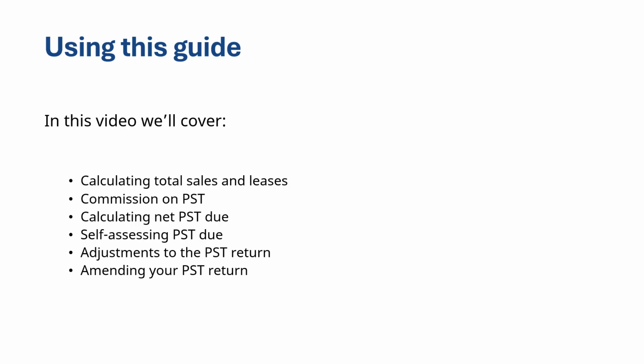You can use this video as you fill out your PST return by watching the first step, pausing the video, then inputting your information in your return as outlined, then hit play again and view the next step. In this video, we're going to cover calculating total sales and leases, commission on PST, calculating the net PST due, self-assessing PST due, adjustments to the PST return, and finally, amending your PST return.